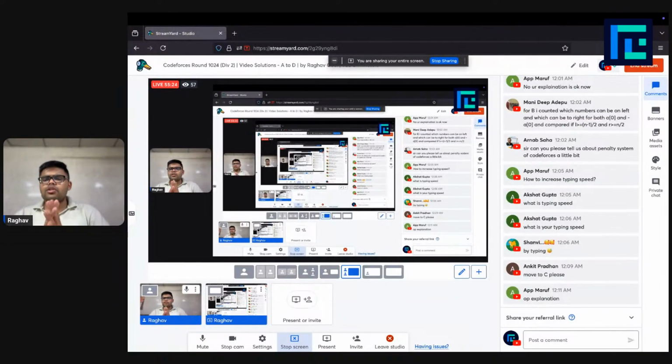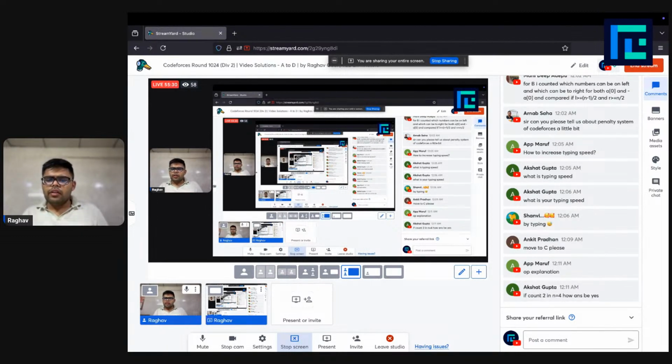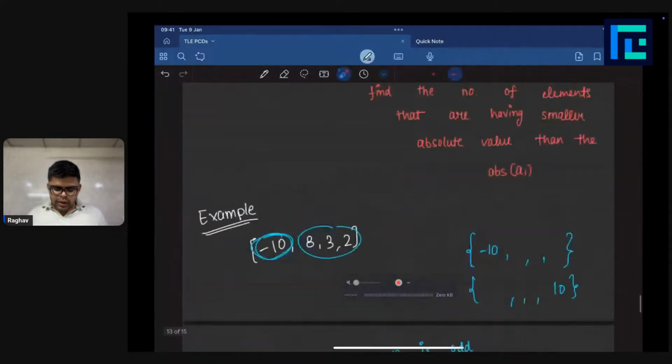Move to C, please. See, I also want to move to C. So guys, just please confirm if it is clear now or not. If count is 2 and n equal to 4, how answer B? Yes. Okay, let me take the case.